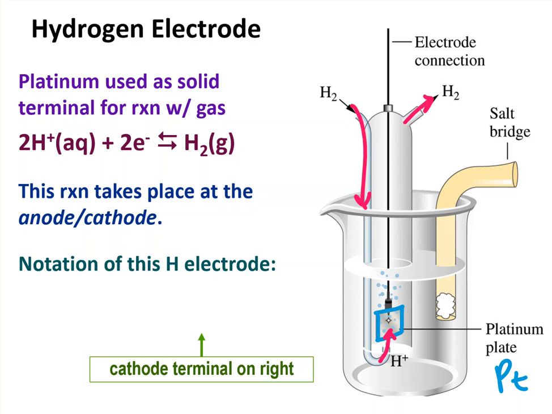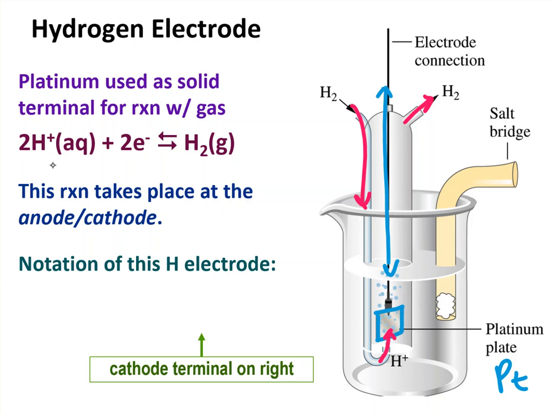So along that surface we'll have hydrogen gas in contact with the surface where the electrons can come or go, depending on the reaction, through this wire that is attached to our plate. So this hydrogen electrode can be either the anode or the cathode, depending on what it's paired with. If we look at this reaction, is this the anode or the cathode?